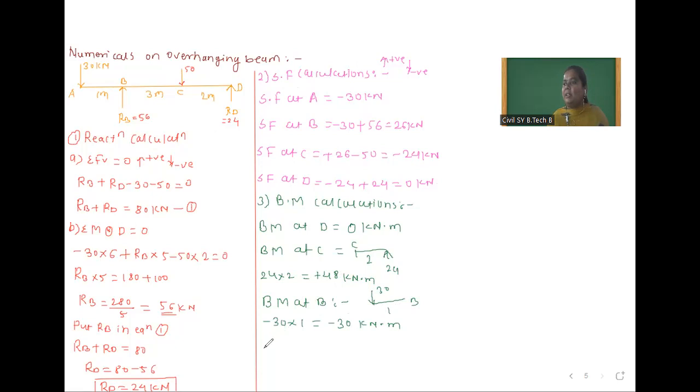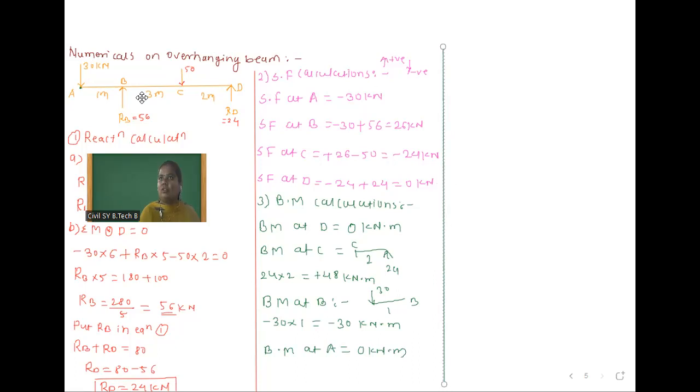And after that, bending moment at A, which is equal to, at this point, 0, because here force is there, but perpendicular distance is 0. So bending moment at A is 0. So these are the bending moment calculations. Now we will draw shear force and bending moment diagram. For this, first I will draw the original figure, then we will draw.